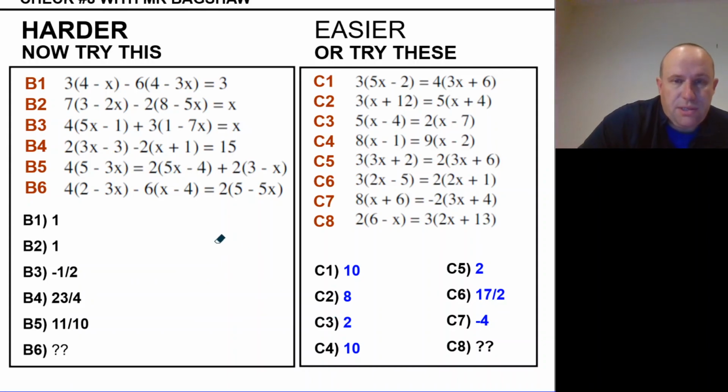You could be asked questions as difficult as these ones, perhaps not quite as difficult as B6 and B5. I think they're a little long, but certainly questions B1 to B4 would be pretty reasonable questions to ask. And anything from the section C would also be a pretty reasonable question to ask as well.